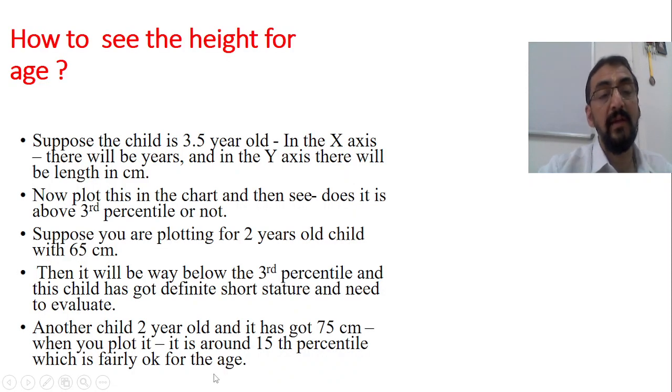The child is 2 years. Actually, when you calculate the height, in the first year the child has to gain 25 centimeters. At the time of birth, the length of the child is 50 centimeter. In the first year it has to gain 25 centimeter. So it's about 75 centimeter.